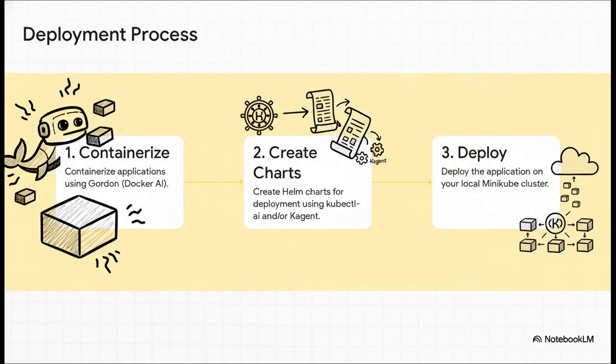And the process is actually pretty straightforward. It's just 3 steps. First, we'll use Gordon, our Docker AI assistant, to get the app's front end and back end into containers. Step 2, we'll ask kubectl-ai, or Kagent, to generate the Helm charts we need. And then finally, step 3, we just deploy the whole thing onto our local Minikube cluster.